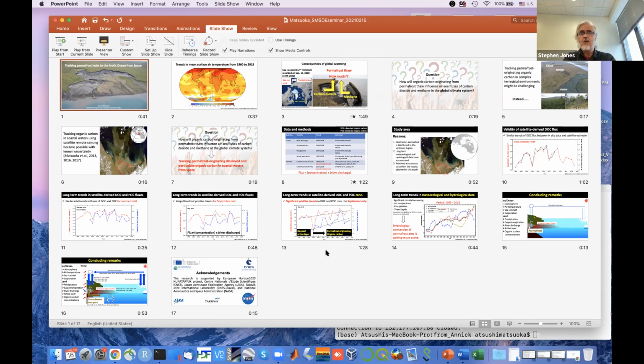There's another question. What's the fate of the POC and DOC that does make it into the coastal ocean? In other words, does some of this get released to atmospheric CO2, or is it tied up in the sediments at these low temperatures where it's probably not degraded very rapidly?